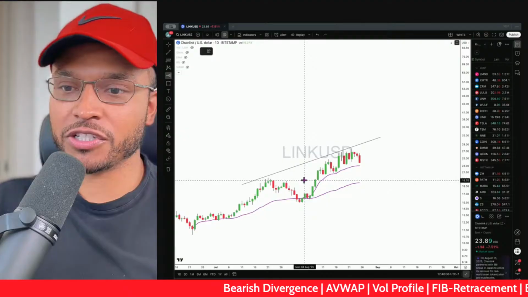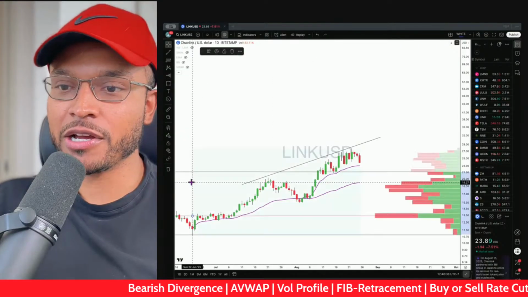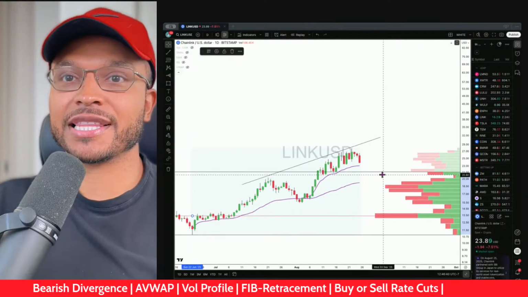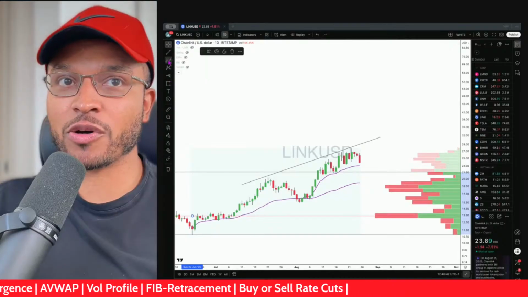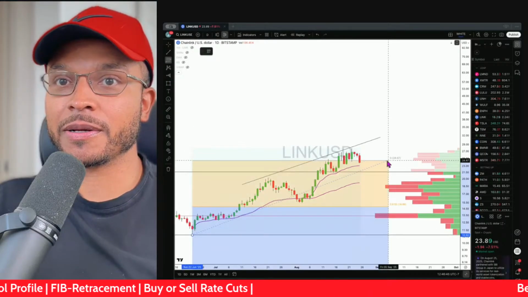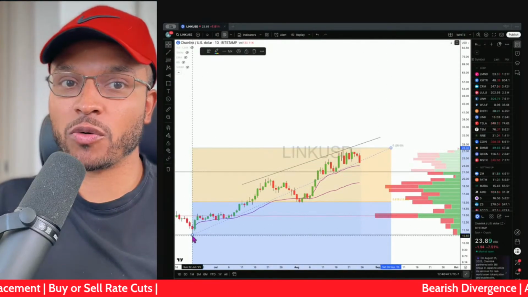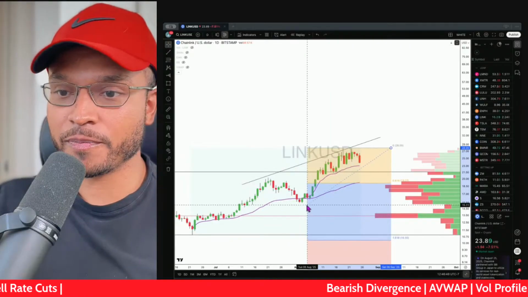So let's use this. Actually, let's come all the way back here. Volume profile. Now let's layer, and we already have the anchored VWAPs. Now let's go ahead and layer the fib retracement. This is the big fib retracement. I don't want that one. I want to use the previous low. Okay.